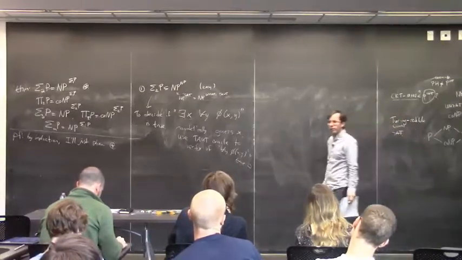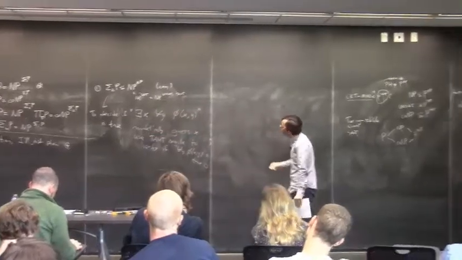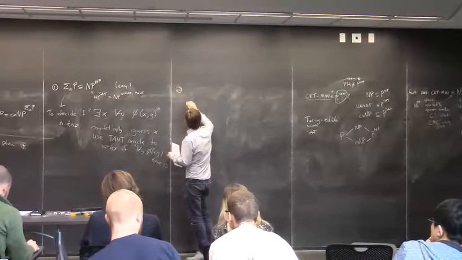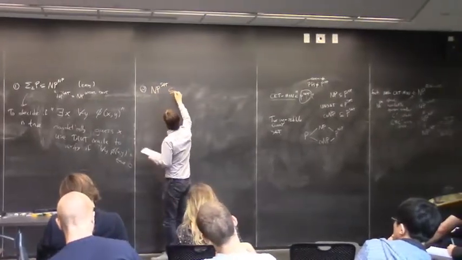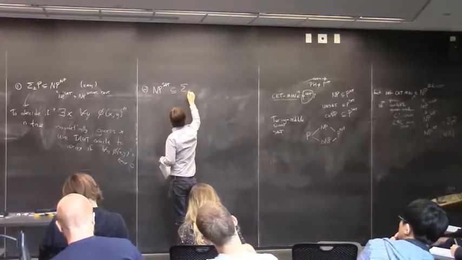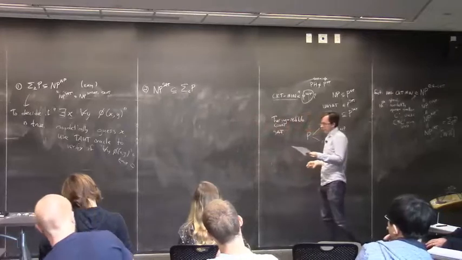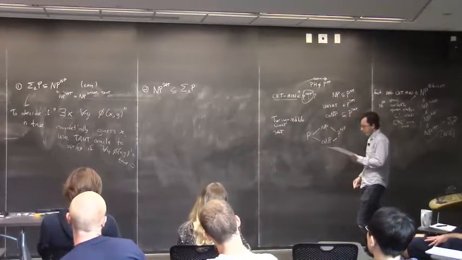Any questions about this? Okay, let's talk about the other direction then. Why is np to the sat a subset of sigma 2p? So why is this hard? Why is this non-obvious?